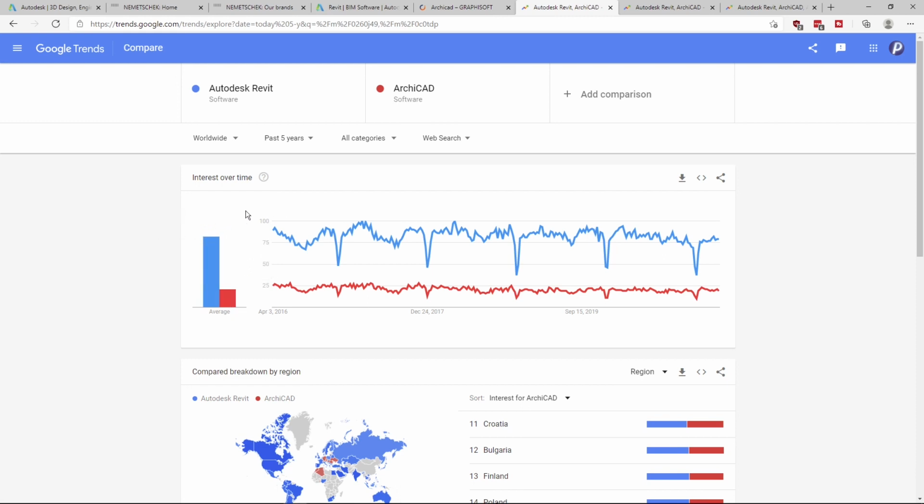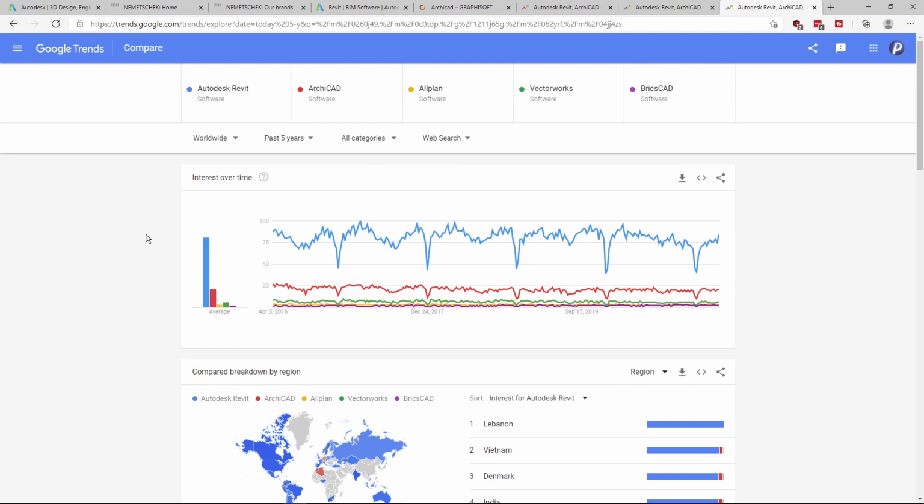So now I will show you why did I compare Revit only to ArchiCAD. When we take a look at the Google Trends search with other software like Allplan, Vectorworks, or BricsCAD, you can see that Revit, the blue line, and ArchiCAD, the red line, is dwarfing the other software. All of them are just so small that they are almost non-visible.